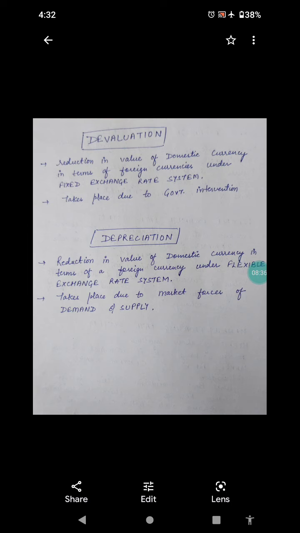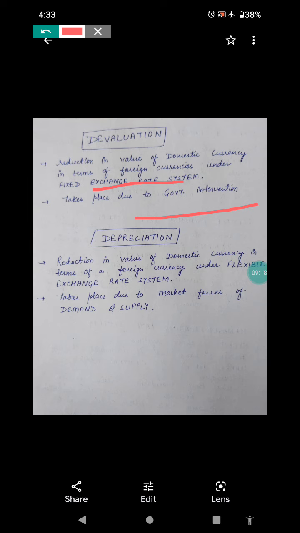Now, two terms here that must be sorted out, that is devaluation and depreciation. We have read about it in newspapers that rupee is devalued, rupee is being depreciated. So we have to study that. See, devaluation means reduction in the price of domestic currency in terms of all foreign currencies under fixed exchange rate system. That is, it takes place due to government intervention.